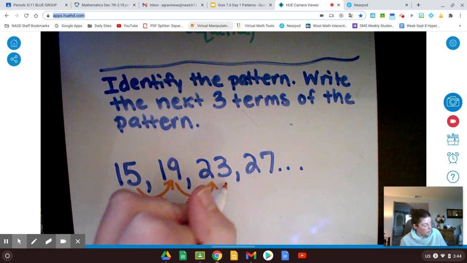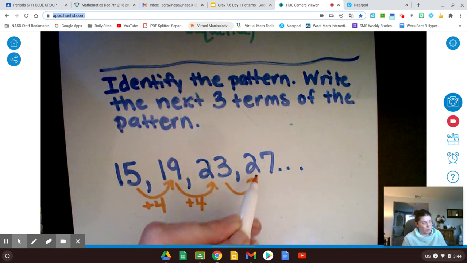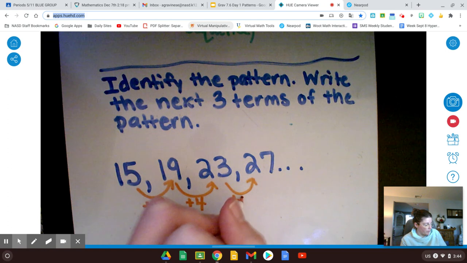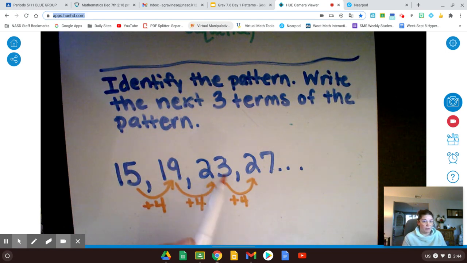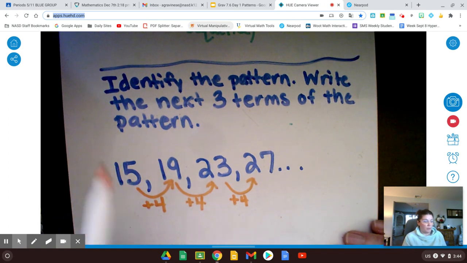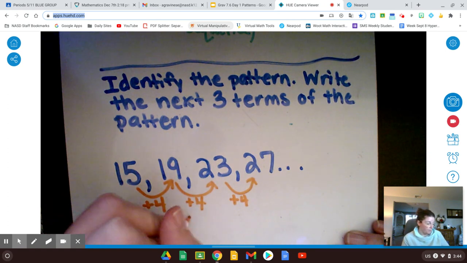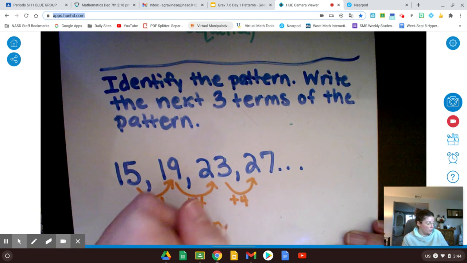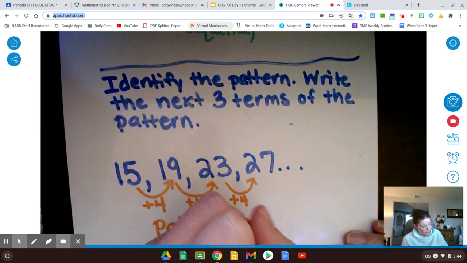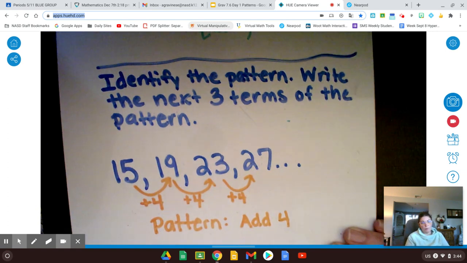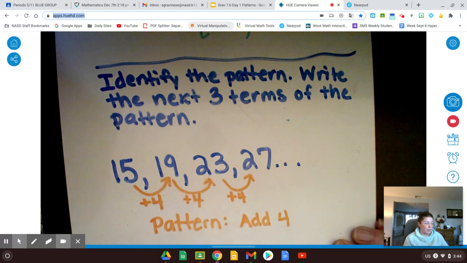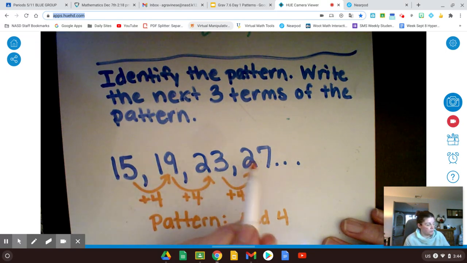So 19 plus 4: 20, 21, 22, 23, does work. Let's try it one more time. From 23 to 27, does it work if I add 4? 23, 24, 25, 26, 27. There we go. So I've tested this pattern and it works. So I know that my pattern is to add 4. Some people call that the rule. Either way, our pattern or our rule is to add 4 to the sequence.